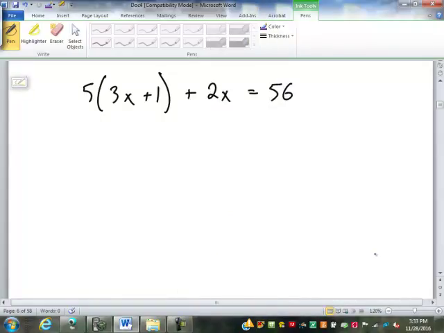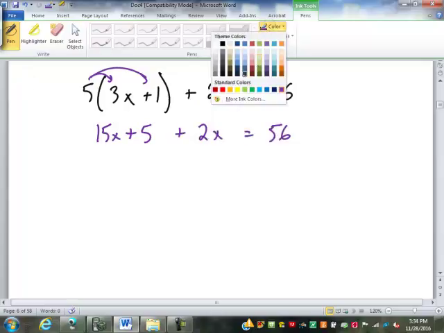So again, the first thing we have to do is deal with the parentheses. Nothing to do inside them, so we're gonna multiply by the 5. 5 times 3x is 15x. 5 times 1 is 5. And we can't forget we still have the plus 2x over here equals 56.